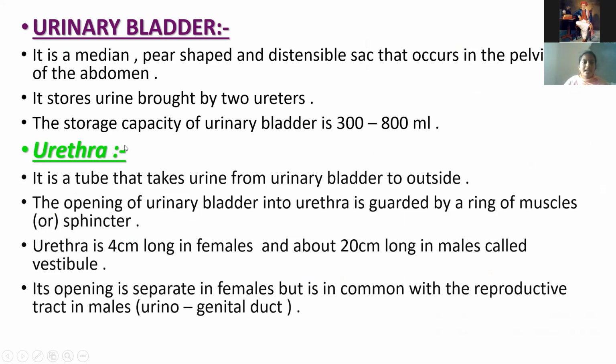What is the storage capacity of the urinary bladder? It stores 300 to 800 ml of urine.